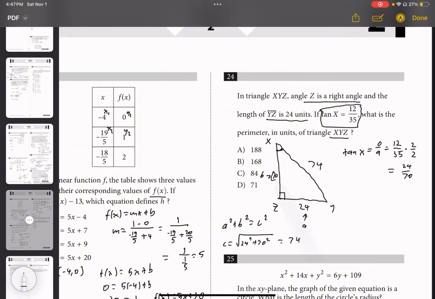And now we need to sum up these three sides, 74 plus 70 plus 24. So with that, you get 168, and that's answer choice B.